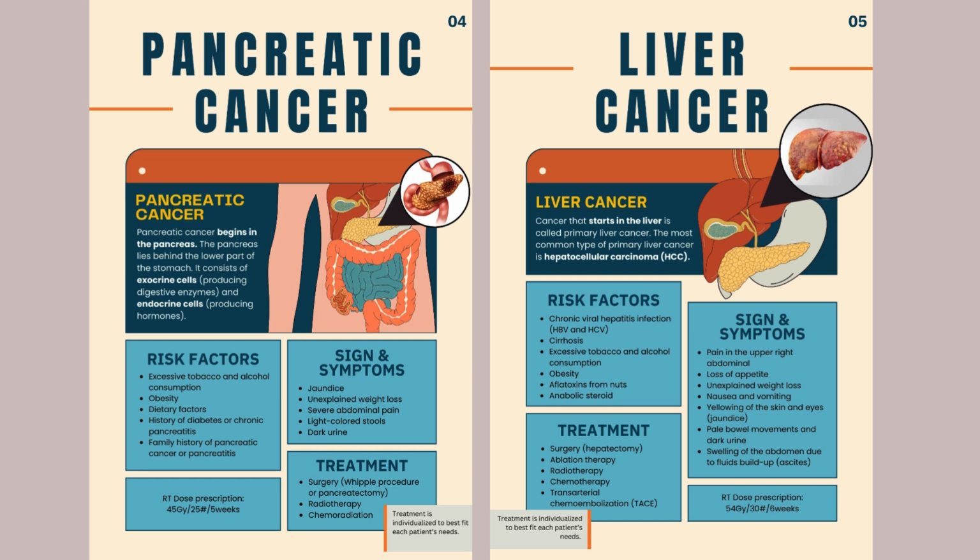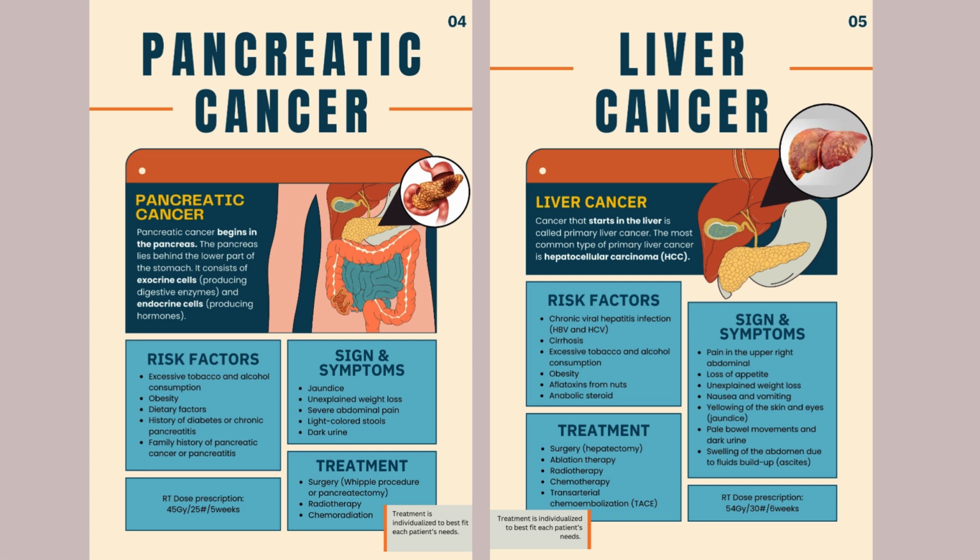The signs and symptoms of pancreatic cancer are jaundice, unexplained weight loss, severe abdominal pain, light-colored stools, and dark urine. The treatment options available for pancreatic cancer are surgery, such as the Whipple procedure or pancreatectomy, radiotherapy, and chemoradiation. The radiotherapy dose prescription for pancreatic cancer is 45 gray in 25 fractions over 5 weeks. The treatment is individualized to best fit each patient's needs.